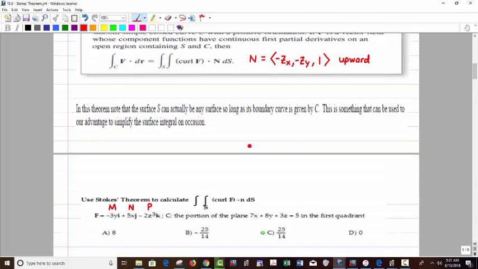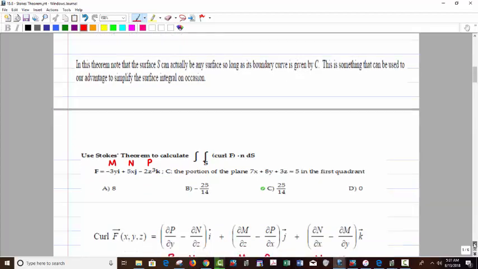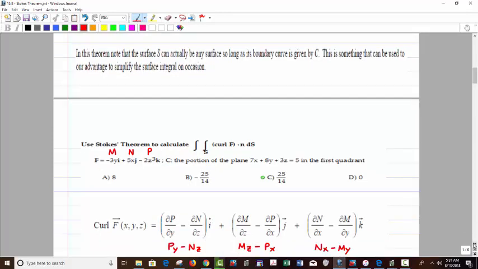And they're telling us in the theorem that the surface S can be any surface as long as its boundary curve is given by C. That's something that can be used to our advantage to simplify the surface integral on occasion. Don't know if we're going to need to do that or not. But evidently there could be some situations where it would simplify something that's more complicated. We should be able to use this theorem pretty much just straight up as is.